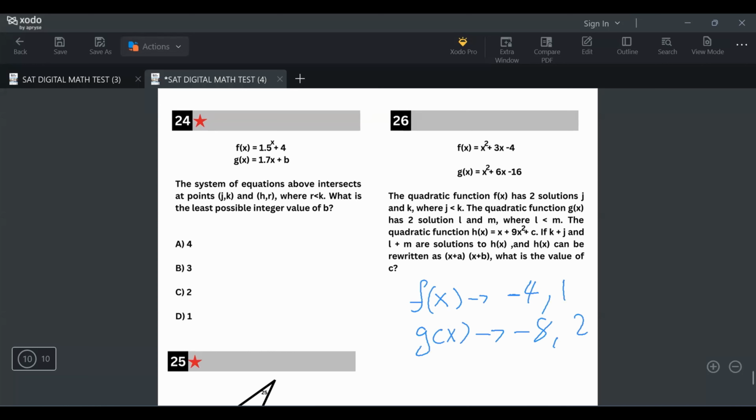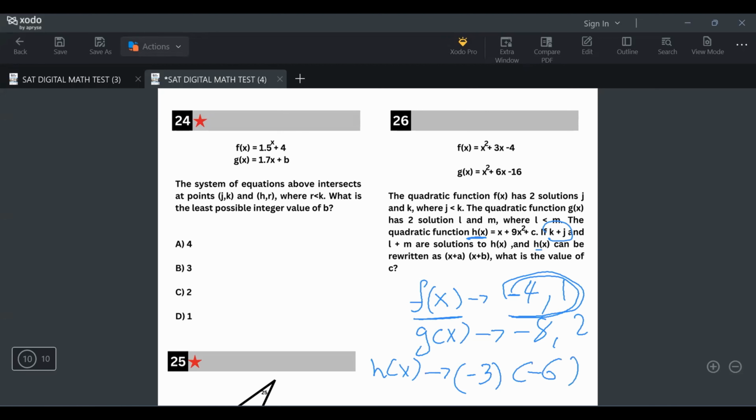So what we are going to do next is find the solutions of h of x. We are given that the sum of the solutions of f of x gives us one solution of h of x, which is k plus j. So negative 4 plus 1, the first solution for h of x, is equal to negative 3. That's the first one. And the second one, g of x, negative 8 and 2. If we add them, we'll have negative 6.